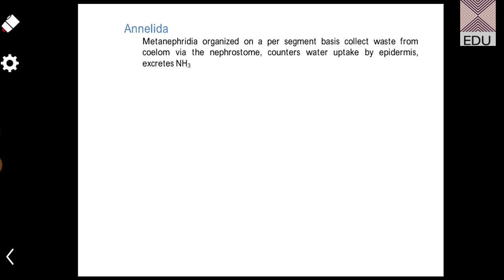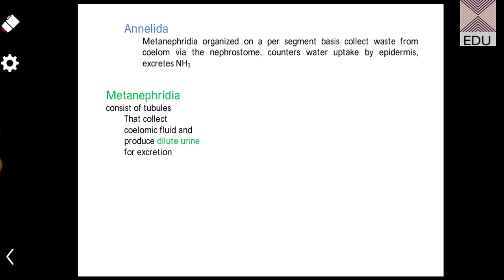So in the evolutionary higher animals, you may find the metanephridia. In the lower animals, you find the protonephridia. Now, in annelids, suppose I take the example of metanephridia in earthworm. What are metanephridia? They consist of tubules, and they collect excretory products from the coelomic fluid.